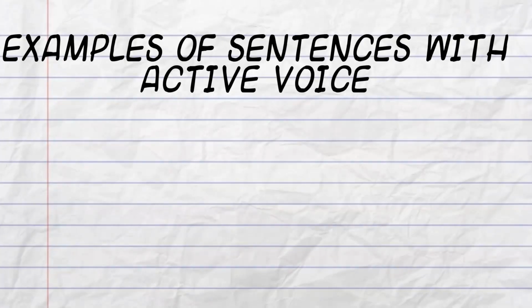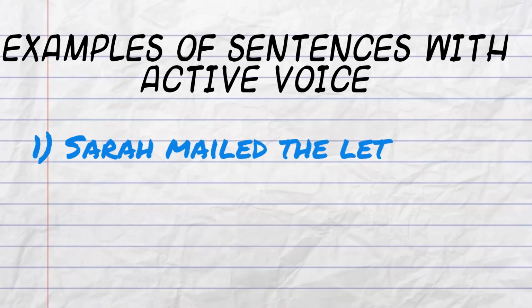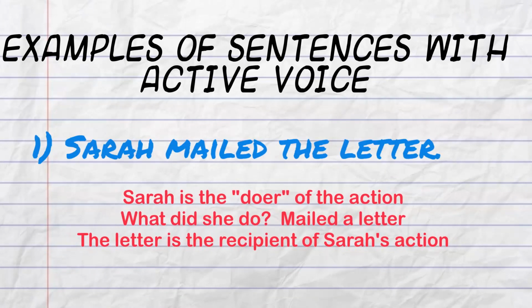Look at this example of a sentence in active voice. Sarah mailed the letter. Sarah is the doer of the action. What did she do? Mail the letter. The letter is the recipient of Sarah's action.